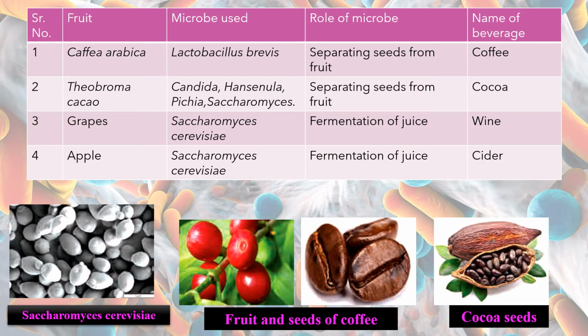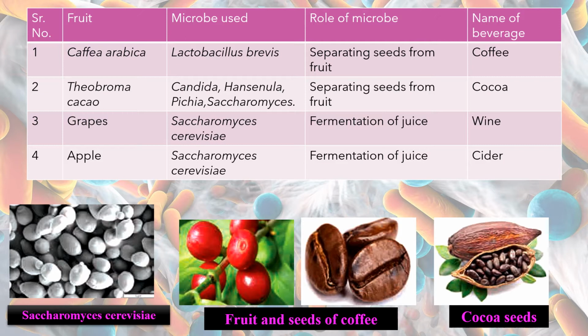ऑलराइट, लेट्स सी अ फ्यू fruits and the microbes which are used, and the role of the microbe, and the name of the beverage that you get from that. Okay, so the very first fruit that we're talking about is Caffea arabica. Now Caffea arabica is used basically, now here in this picture you can see below that these are some seeds which are there, coffee seeds, but actually में coffee seeds हम लोगों को ऐसी directly नहीं मिलती.